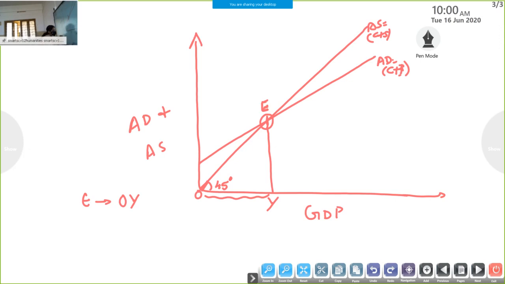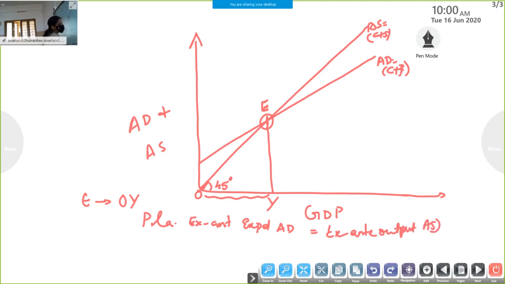So what is the next point? At point E, planned expenditure, that is AD, is equal to planned output, that is AS. So here at point E, AD is equal to AS.